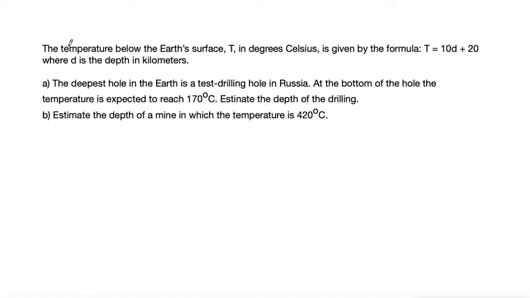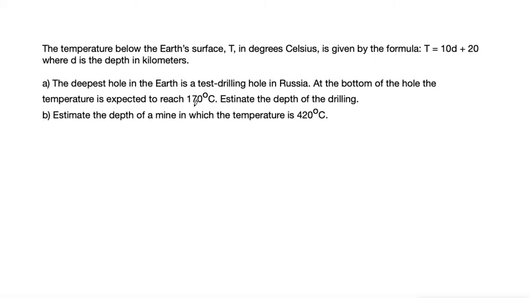So this problem says the temperature below the Earth's surface, T, in degrees Celsius is given by the formula T is equal to 10D plus 20, where D is the depth in kilometers. The deepest hole in the Earth is a test drilling hole in Russia. At the bottom of the hole, the temperature is expected to reach 170 degrees Celsius. Estimate the depth of the drilling.